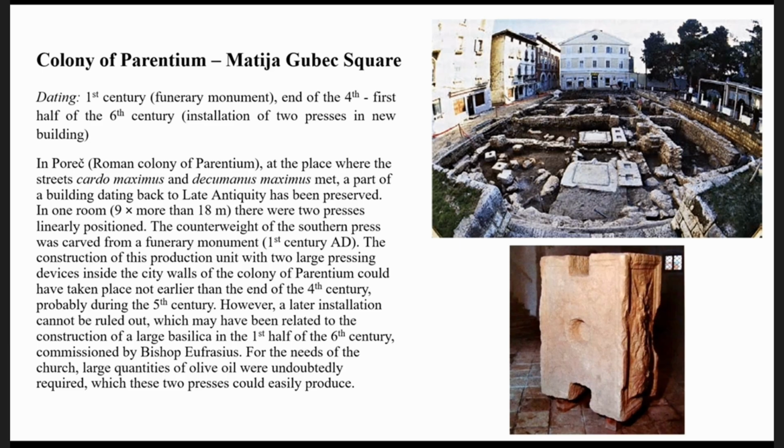We can connect the construction of this building with Bishop Euphrasius, who built the large Basilica Euphrasiana, today also beautifully preserved in the city of Poreč. So we can assume that the production of those 2 pressing devices was also linked with the ecclesiastical economy, to supply the church with olive oil in this case.